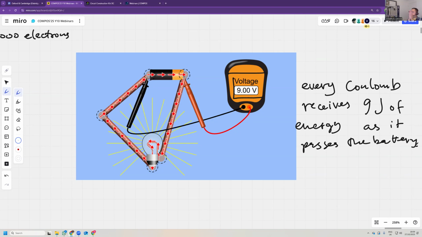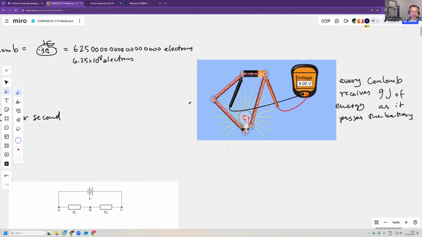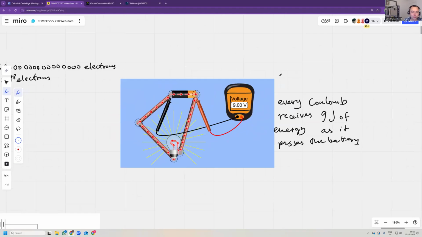So you can think of it, the battery raises the energy of the electrons. It pushes the electrons to a higher energy, I don't want to say level, because it's not pushing them to high energy levels, it just pushes them to a higher potential. Cool. And you can think of it like this: 9 volts means 9 joules per coulomb.